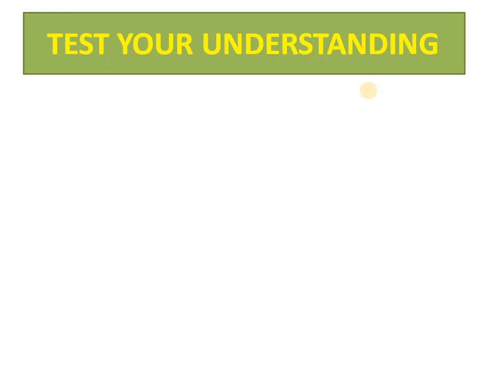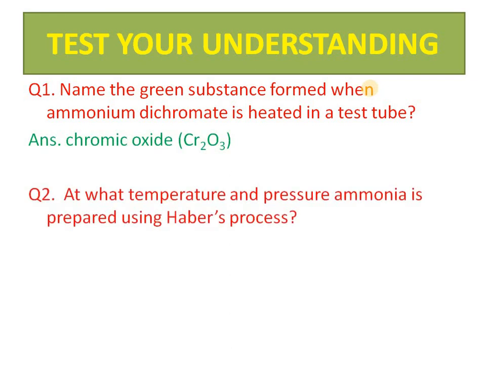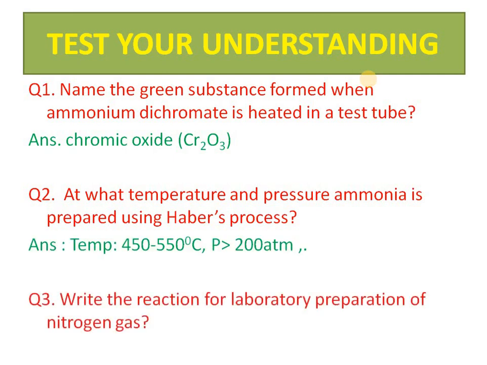So we can now discuss a few of the questions. Let us see. Name the green substance formed when ammonium dichromate is heated in a test tube. You must be knowing the answer is chromic oxide. Let us see the second question. Temperature and pressure for Haber process. Yes, you might be knowing this: 450 degrees Celsius and pressure greater than 200 atmosphere.